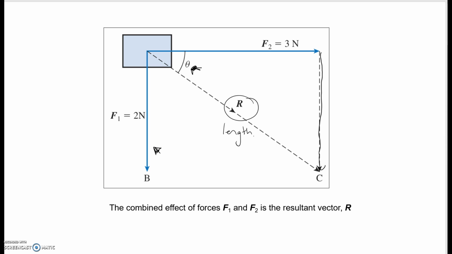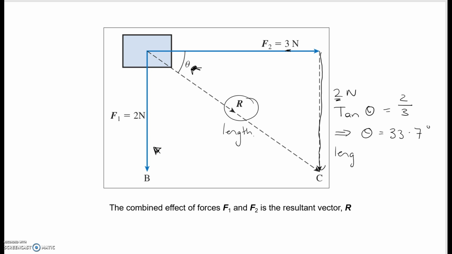Now, in this triangle, we have a line that's 3 newtons and a line that's 2 newtons at right angles to it. And using some basic trigonometry, we can say that the tangent of angle theta is 2 over 3. So tan theta equals 2/3, and then with a little more basic trigonometry, we can find that theta is 33.7 degrees. Now we need to find the length of r.